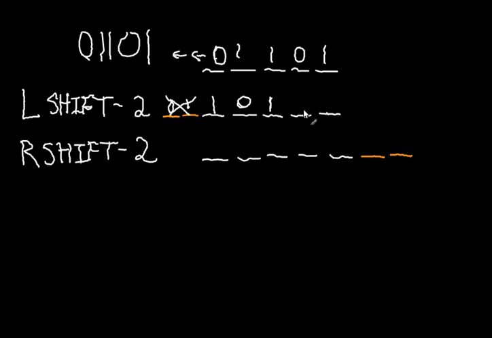And you'll notice we have these two blank spots. What we do is just put in zeros. That's all we do. You don't really have to worry about why. We just do. So let's do right shift.